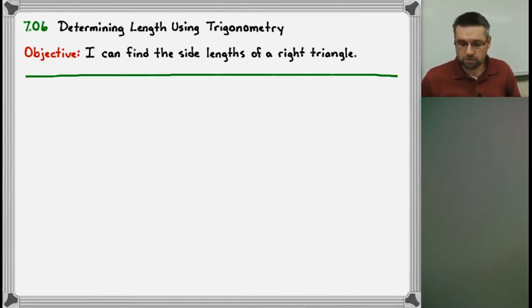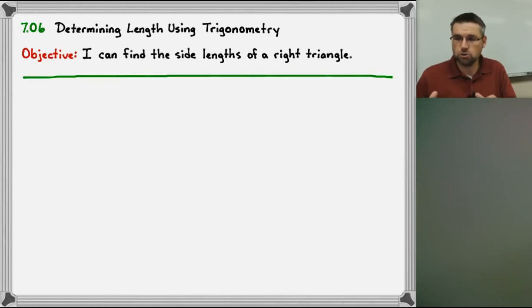Hello, everybody. So in the last lesson, in 7.05, we introduced this idea of finding length using trigonometry. And we just presented the acronym for trigonometry. In this lesson, we're going to actually talk about how to solve triangles using trig, okay? So with that said, that's exactly what the objective is. I can find the side lengths of a right triangle.